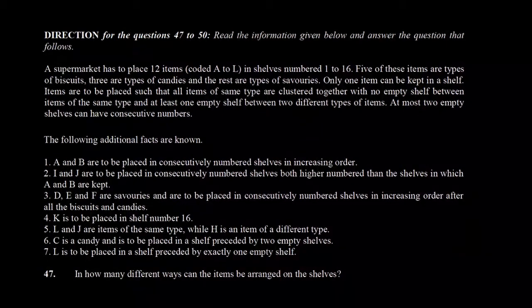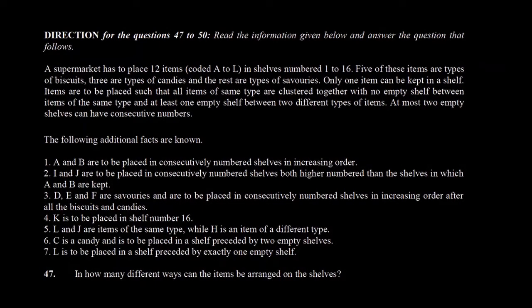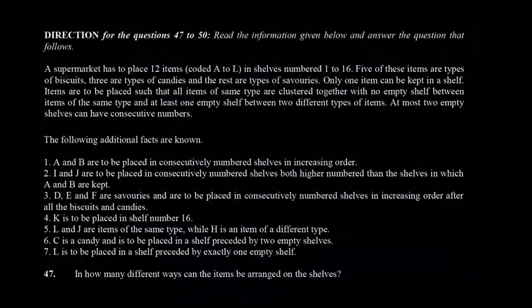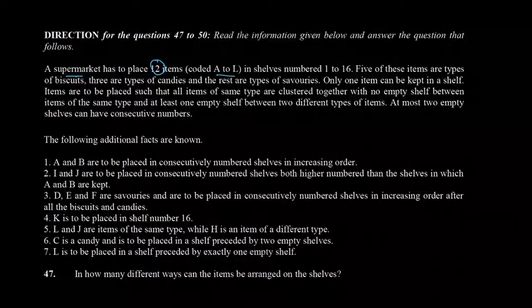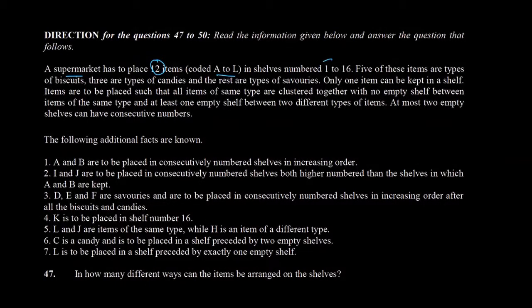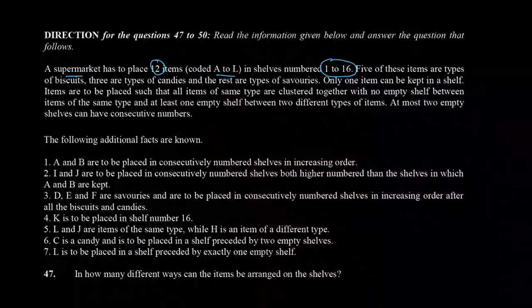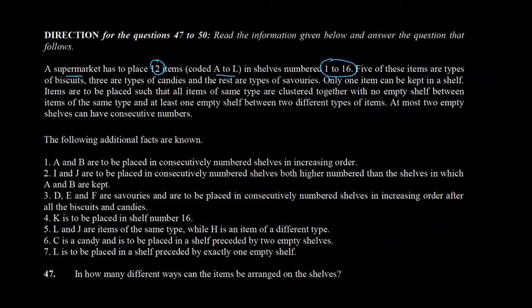We move on to the next question in the DILED section. This talks about a supermarket where we have 12 items which are coded from A to L, and they have to be placed in 16 shelves which are numbered 1 to 16.